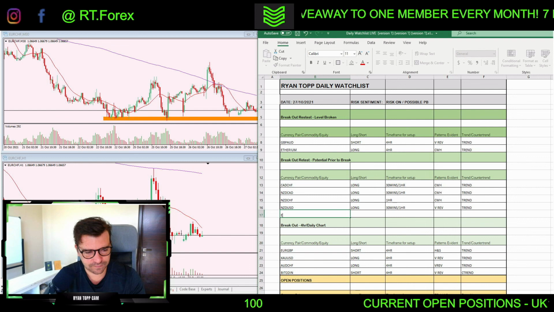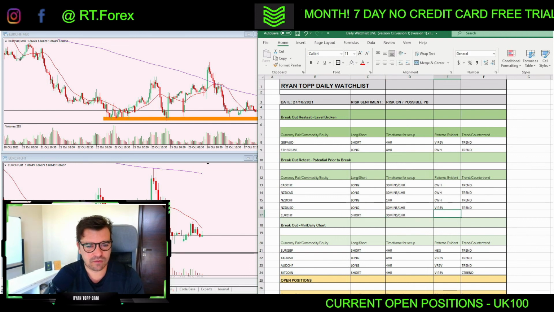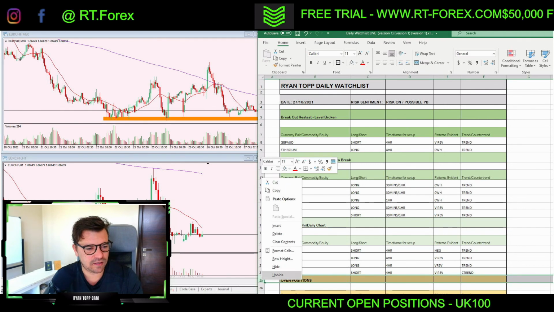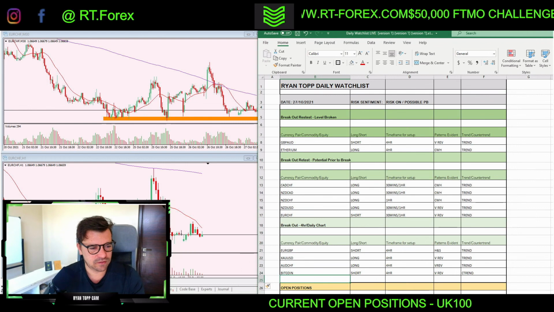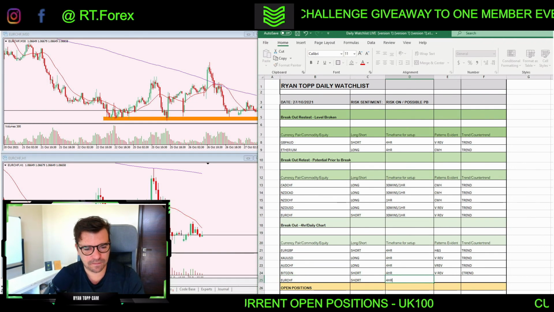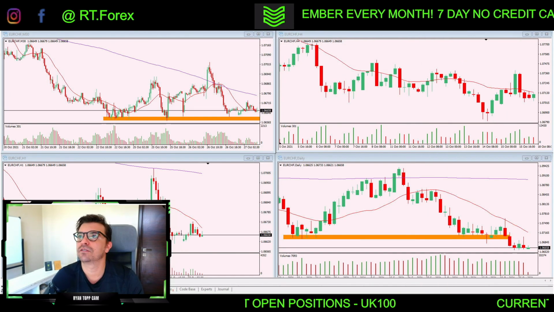Euro Swiss. Short. 30 min, 1 hour. V rev going with the trend. And I'm also going to add it into this list here on a breakout. Euro Swiss short. 4 hour. V rev trend. There we go.